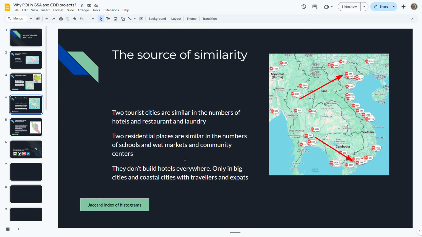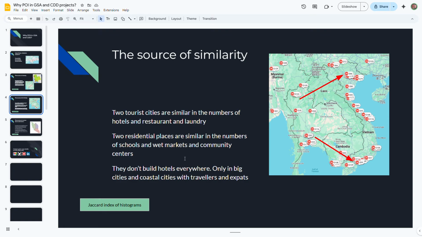So this one, if you are in machine learning, of course you are familiar with the bag-of-words model, and also the Jaccard index to compare two histograms or two bags of words. This is nothing new to you, but in the context of GSA, you have to be aware of the same process as well. In order to rank or classify the two cities, you can use the number of POI to characterize the city first, and then compare the similarity between the two by just using the Jaccard index. Okay.